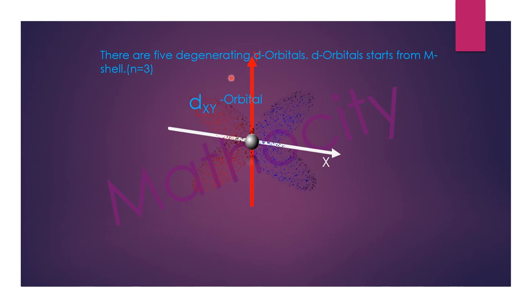They start from M shell, n is equal to 3. If n is equal to 4 it means 4d. If n is equal to 5 it means 5d. So all the d orbitals are double dumbbell in shape. This is the nucleus. Observe this one. The electron cloud is oriented in the xy plane.